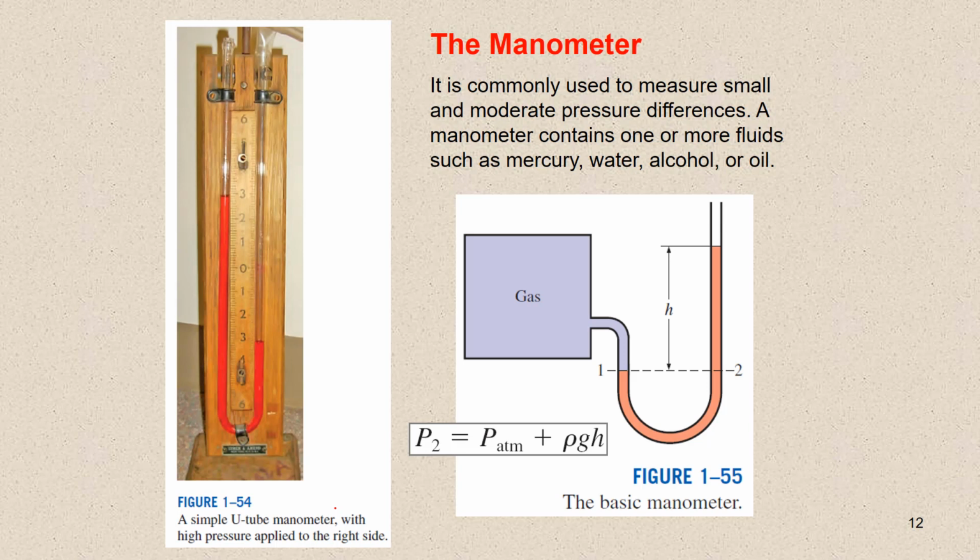We notice that an elevation change in a fluid at rest corresponds to pressure change divided by rho g, which suggests that a fluid column can be used to measure pressure differences. A device based on this principle is called a manometer and is commonly used to measure small and moderate pressure differences.